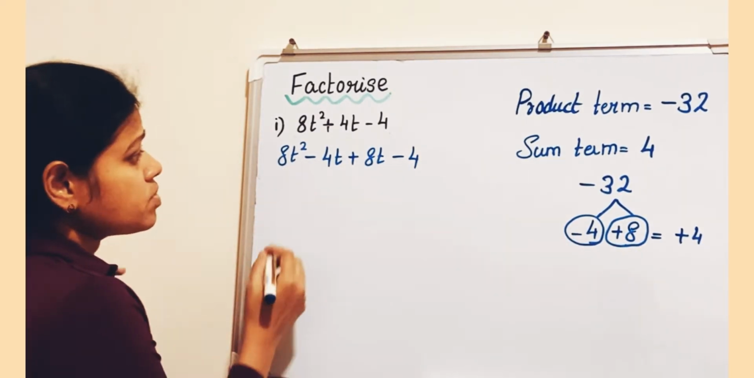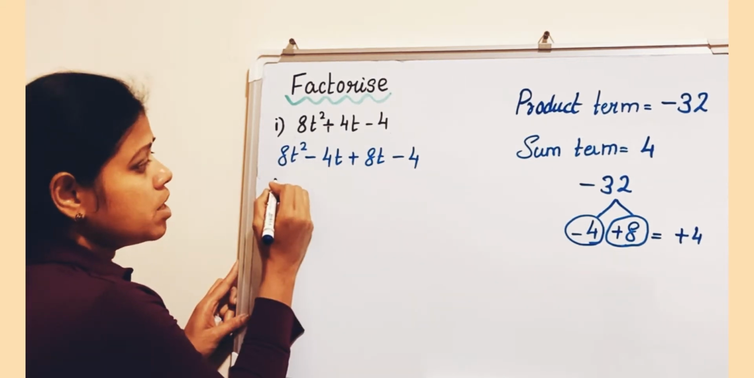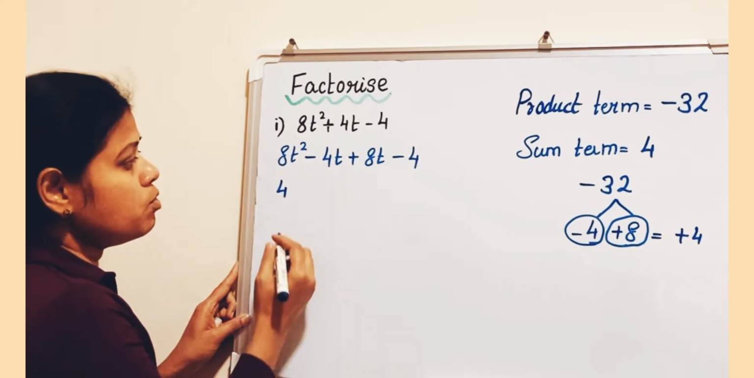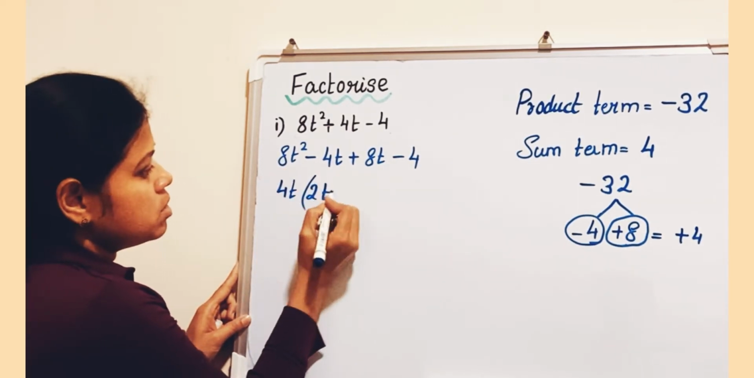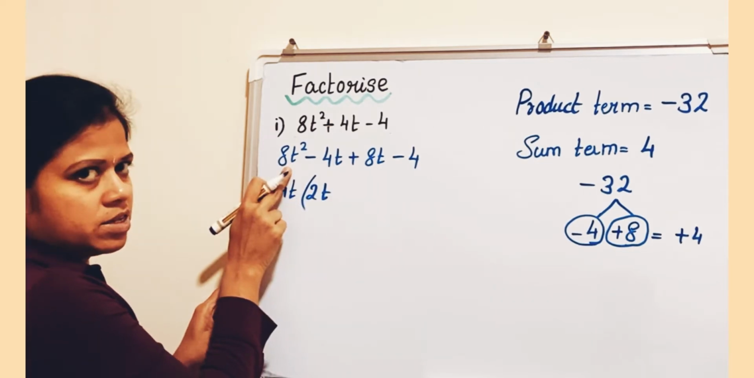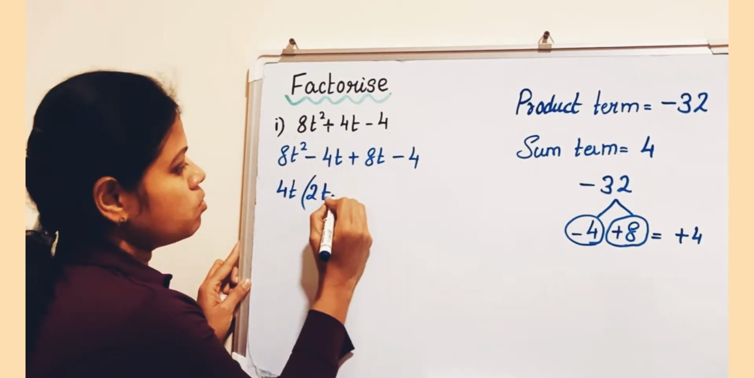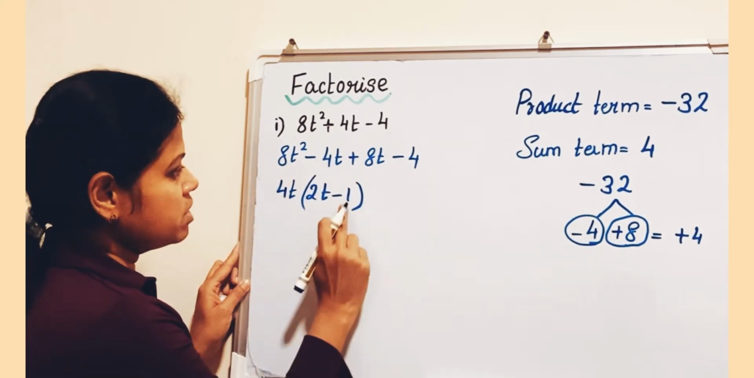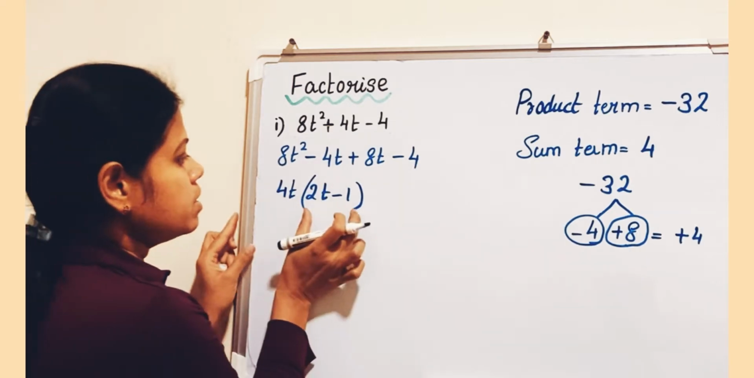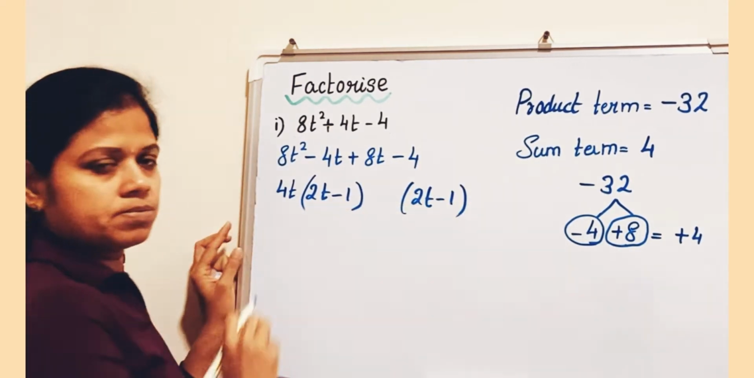Next. What is common among the first and the second term? That is, they are multiples of 4. So let's take 4. And both have t. So let's take t. The remaining is 2t. So if you multiply these two, you have to get 8t square. Then 4t is already here, only the sign, so minus 1. If you multiply these two, the first term, if you multiply these two, the second term. And the same will come here, right? So you have to write the same here.